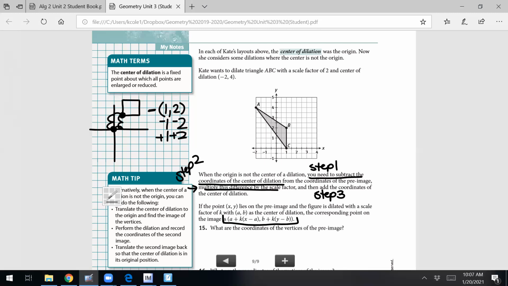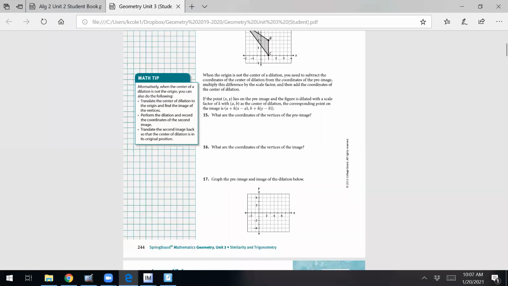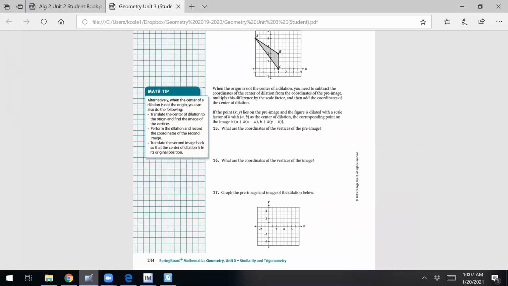So number 15 asks you to find the coordinates of the vertices. So list me the coordinates A, B, C, and D for number 15. Okay, where's A? -2, 4. Where's B? And where's C?